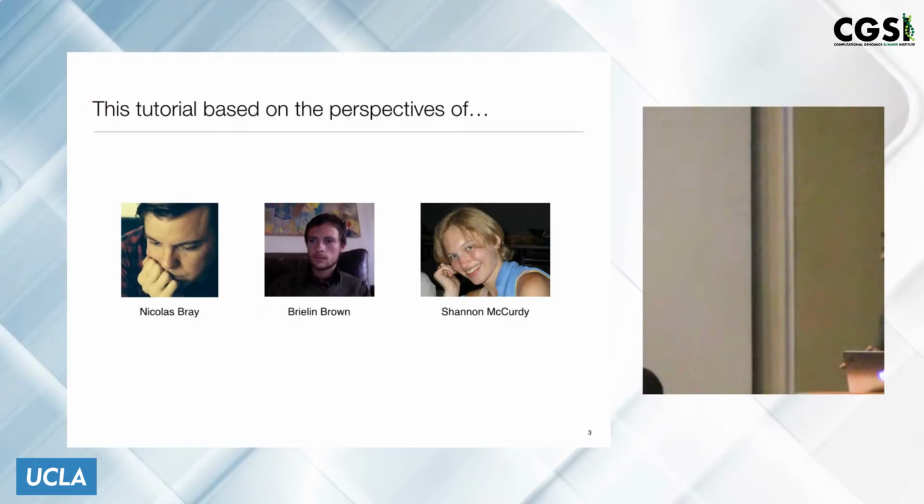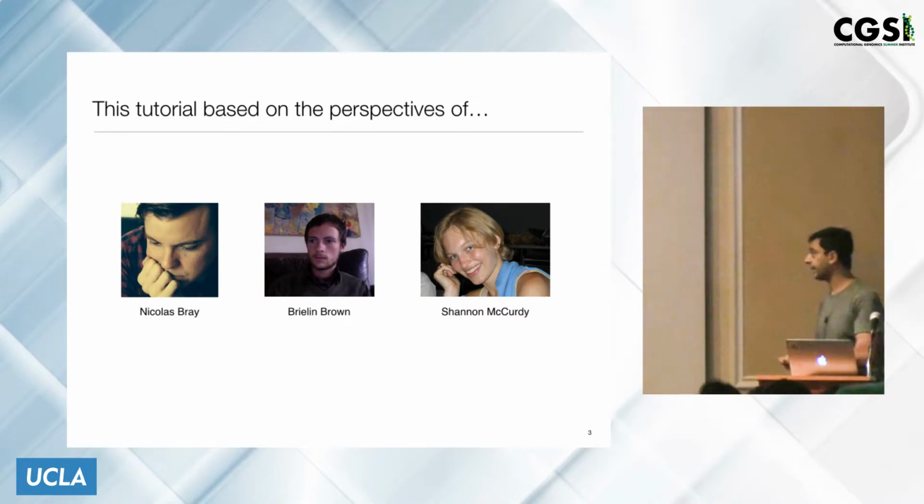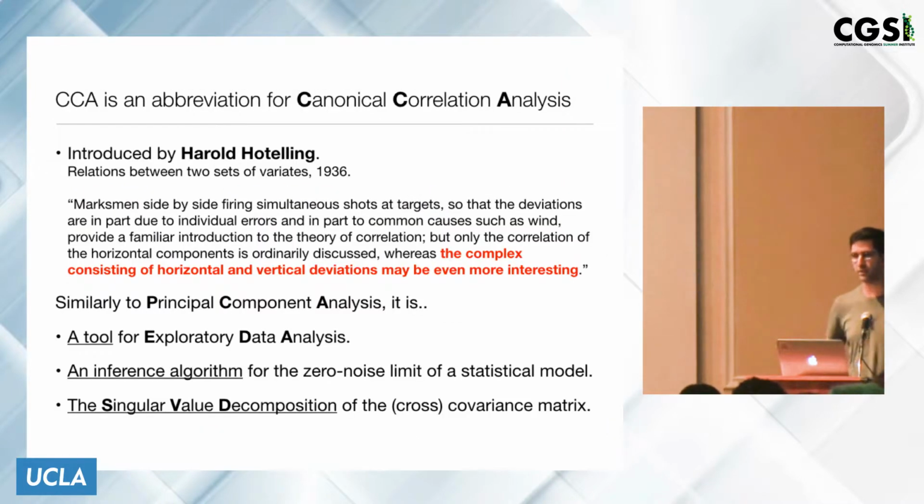I'll just preface it by saying that this is a subject I've thought about for a couple of years now for a number of different applications, and a lot of my thinking has been shaped by Shannon McCurdy, who's just wrapping up her postdoc with me, and my former graduate students, Breland Brown, currently working at Verily, and Nicholas Bray, who's a postdoc just starting up with the Aviv Regev group. So we also have been thinking about canonical correlation analysis for a while, and my viewpoint on it, as I said, is shaped by them. So let me get to the topic.